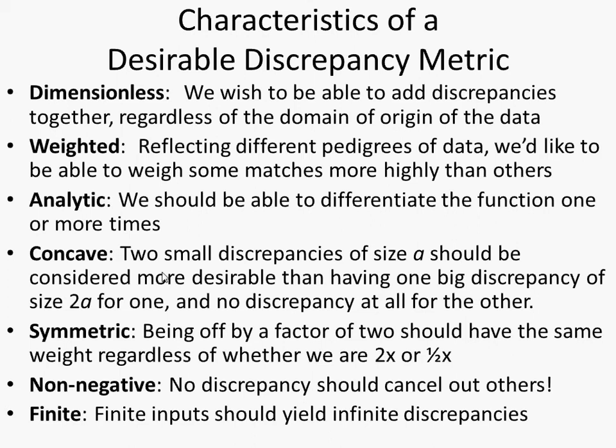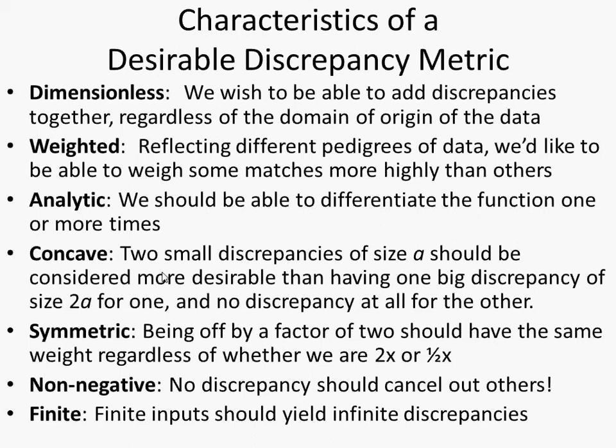I won't go into it here, but concave, I would argue that you don't want to rob Peter to pay Paul here. You don't want to, so to speak, have one thing be matched super, super well at the cost of all the others. Generally speaking, two small discrepancies of size, say alpha, should be considered more desirable than having one discrepancy of size two alpha and no discrepancy for the others. You want to avoid concentrating the discrepancies all in one thing and instead have a lot of small discrepancies, perhaps.